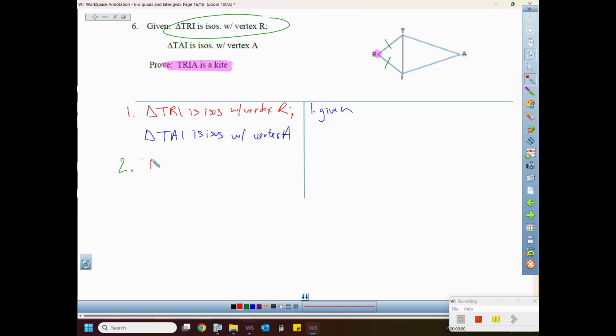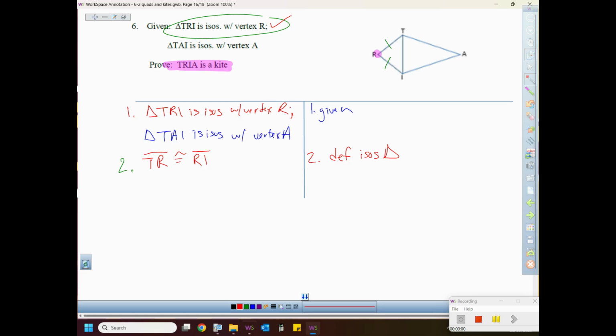So segment TR is the same as, which we call congruent, segment RI. And the reason behind that, keep your steps nice and lined up, is because they gave me an isosceles triangle, and it has nothing to do with the base angles theorem, so it is just the definition of isosceles triangle. That's what it means to be an isosceles triangle, is you've got at least 2 equal sides. So I've used this red guy.